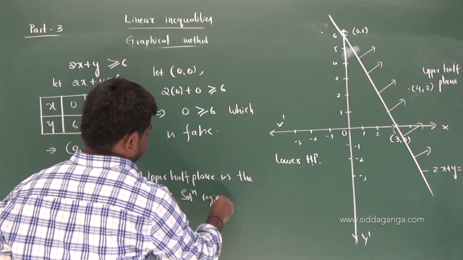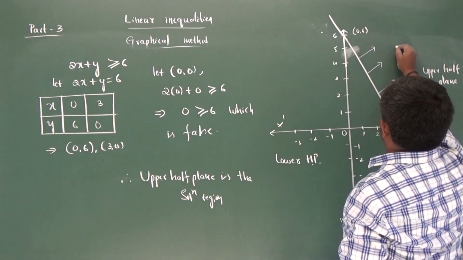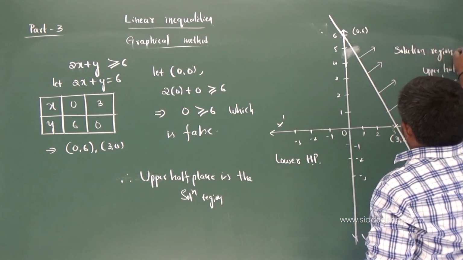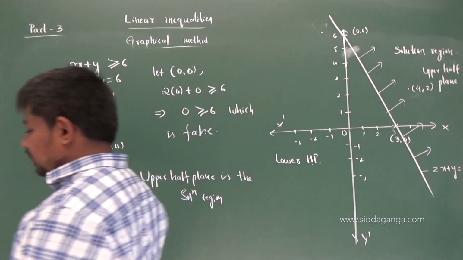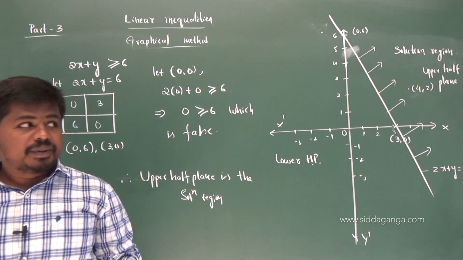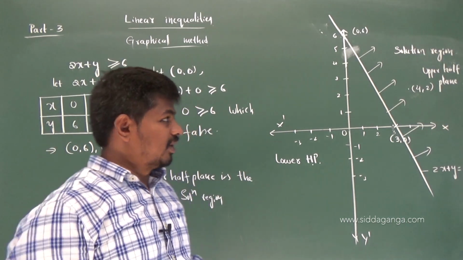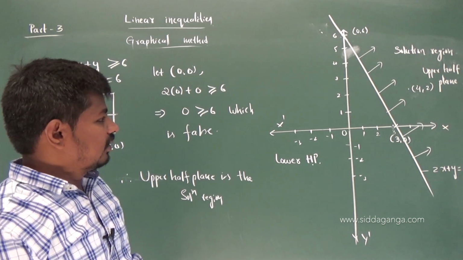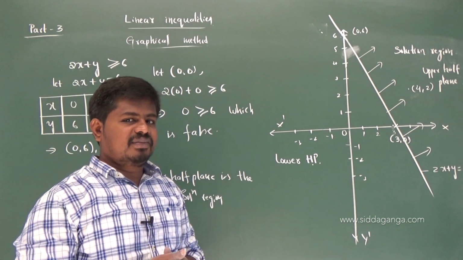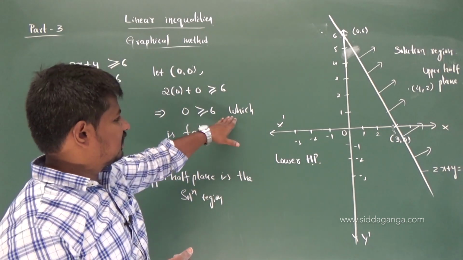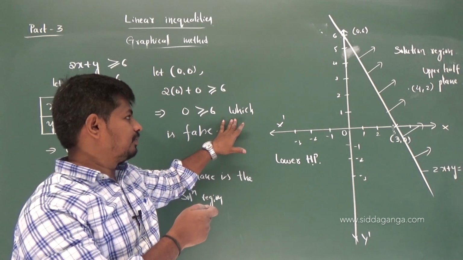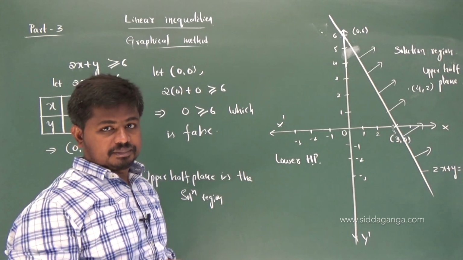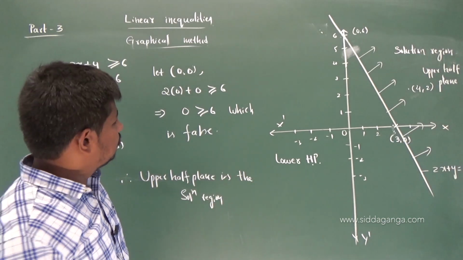You have to mention in the graph also, this is the solution region. It's very important. You have to mention the solution region in the graph also. So hope you got the method of finding the solution. Whenever it is false, then the region opposed to the region from which you have taken the point will be the solution region. Okay, so this is the solution for this second question.